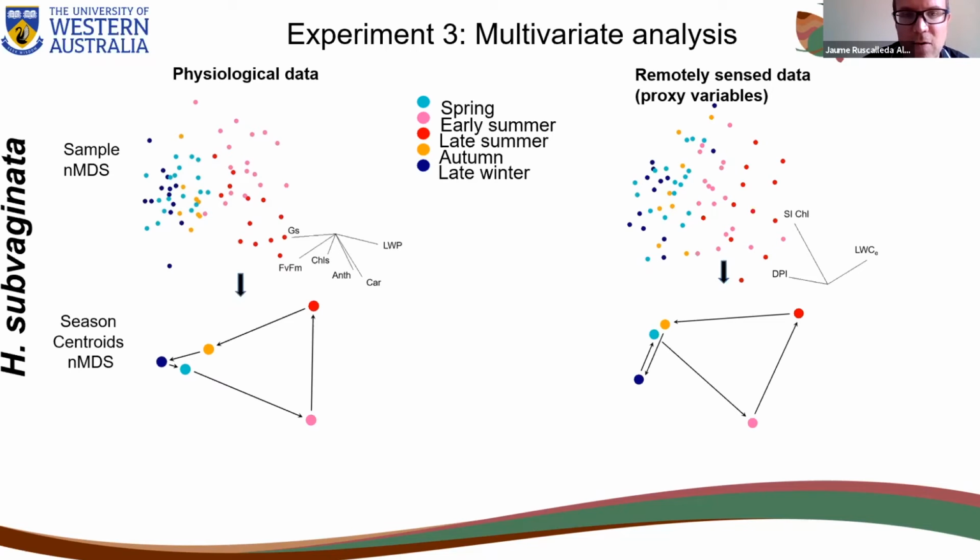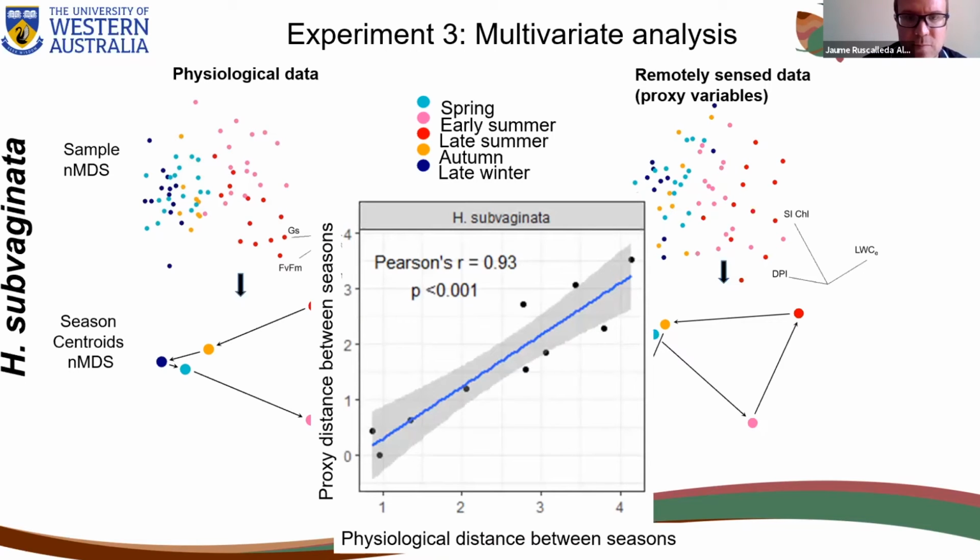And so you can see how the arrows there are indicating the change from one season to the next one, and the results for both data sets are actually quite similar. And the next thing we can do is measure the distance between these points and then compare both approaches, which is what this plot shows here.